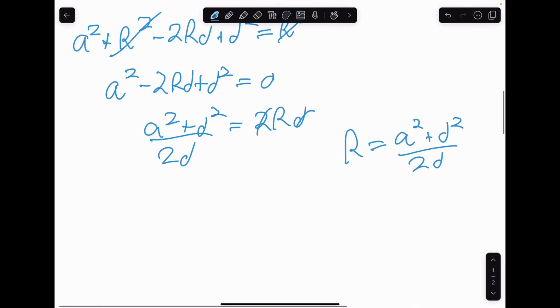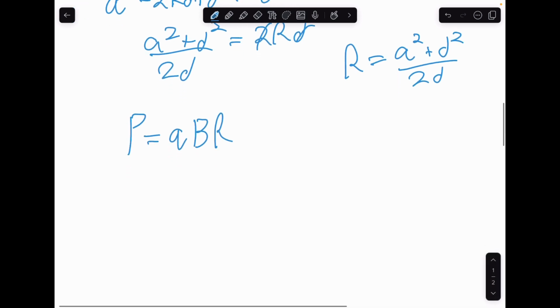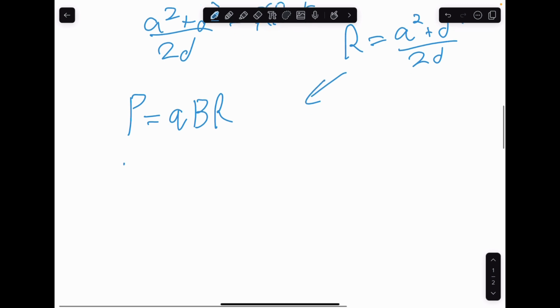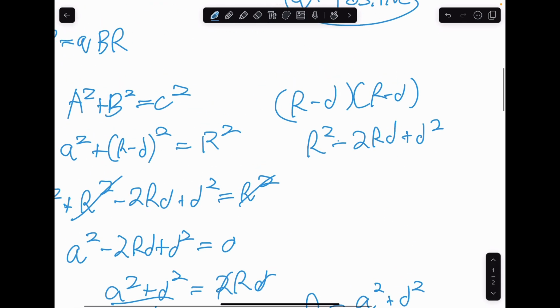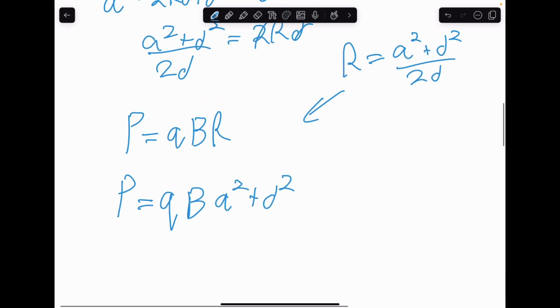I'll write it again, so we can find the momentum of the particle. P equal to Q B R. R we can plug in. So P equal to Q B, and our Q is positive as we found in the first part. Q B times a squared plus d squared over 2d.